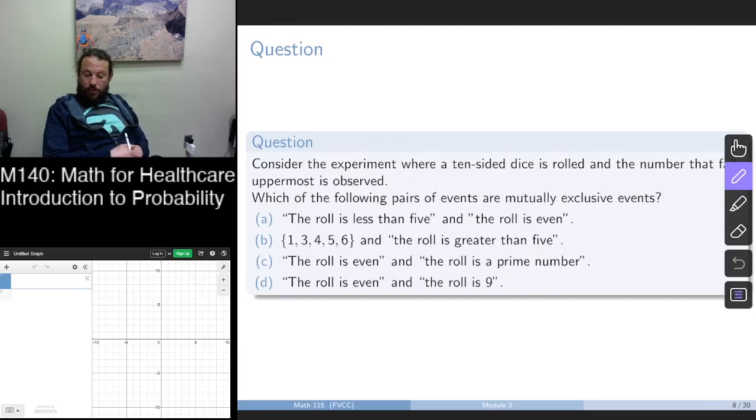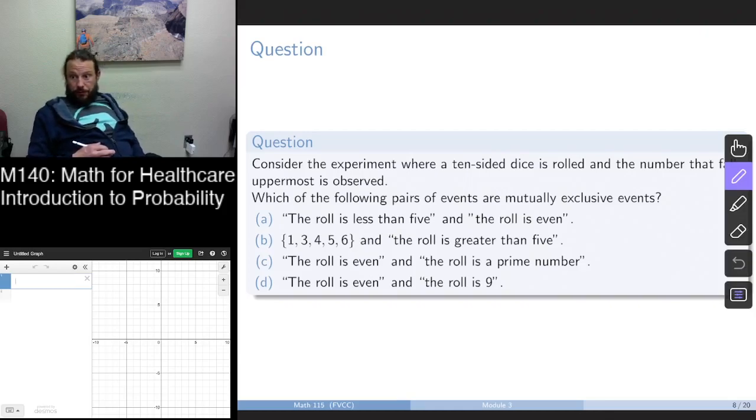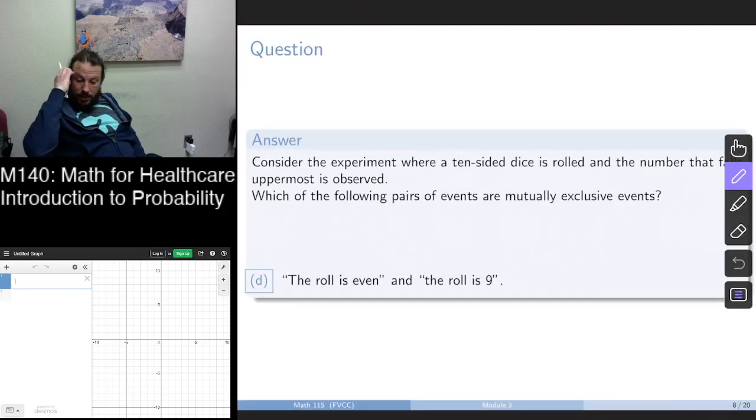B: the roll is in the set containing 1, 3, 4, 5, 6, and the roll is greater than 5. Are those mutually exclusive? C: the roll is even, and the roll is a prime number. Are those mutually exclusive? D: the roll is even, and the roll is 9. So D, the roll is even and the roll is 9, is mutually exclusive.